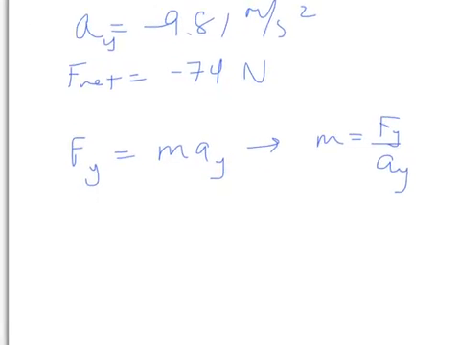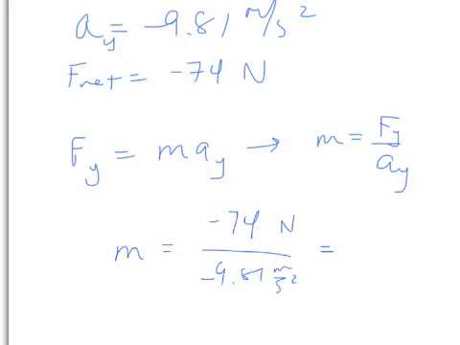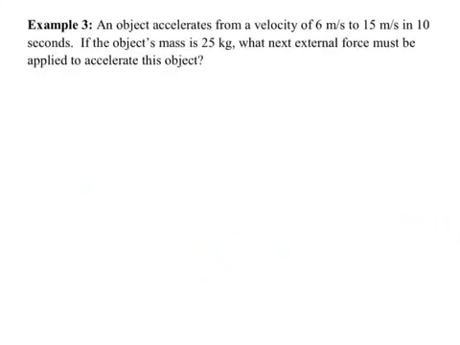So our mass in this problem is going to be negative 74 newtons over negative 9.81 meters per second squared, giving us a mass of 7.5 kilograms. Again, you could have solved for acceleration, but you're going to get negative 9.81. So that information about the height of the building and the time period, sure, it's useful, but in this problem, it's not.